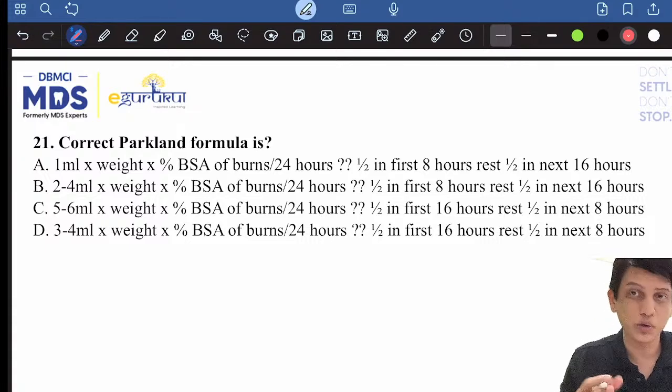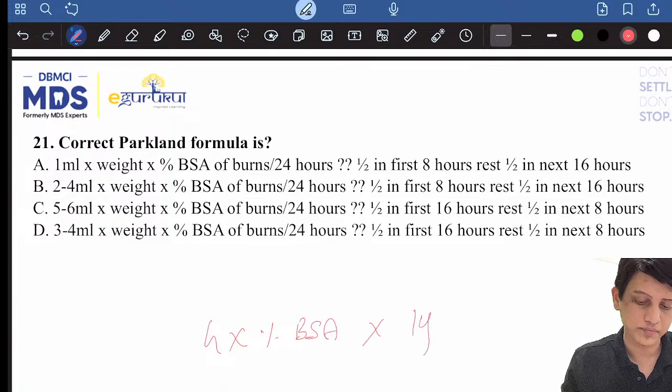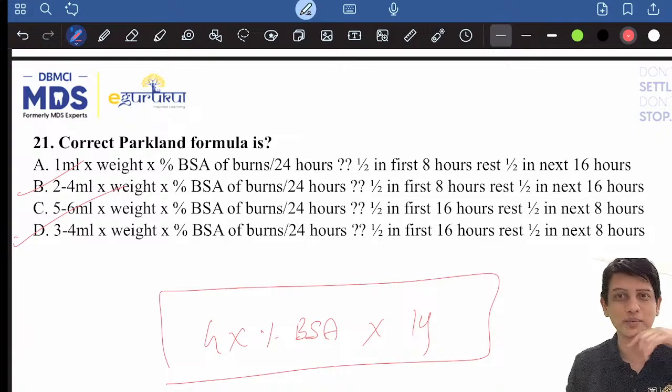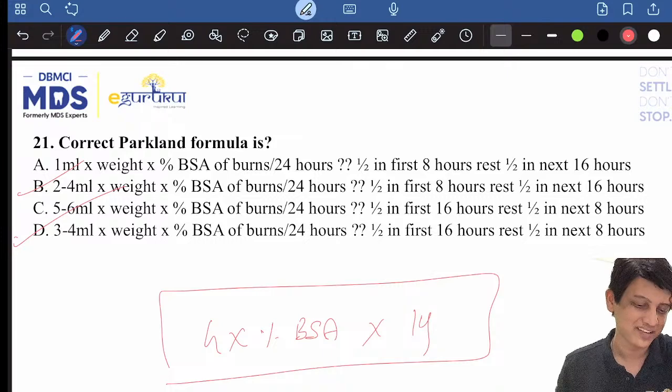Now see how to apply this. I made you write that it is 4 into percentage of body surface area involved, into kg. This is what I had made you write. Now 4 is present in two options, option B and option D. One is 2 to 4 ml given, one is 3 to 4 ml given. So which one will you choose? Kishan sir has told only 4 ml, but here it is 2 to 4 ml in one and 3 to 4 ml in the other. So you will get confused.